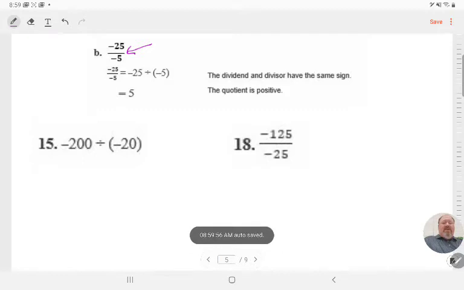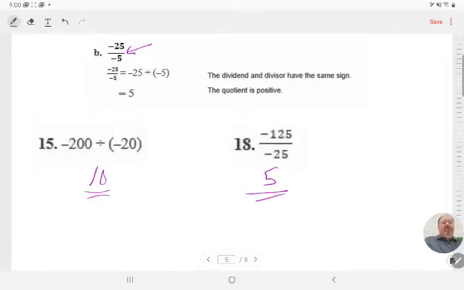All right, negative 200 divided by negative 20, they're both negative, so the answer is positive, and 200 divided by 20 is 10. Then 125 divided by negative 25, again, they're both negative, so the answer is positive, and 125 divided by 25 is a positive 5.